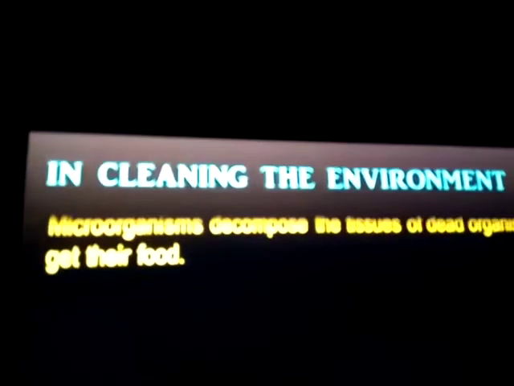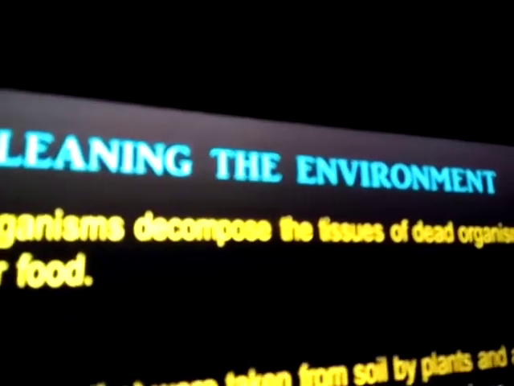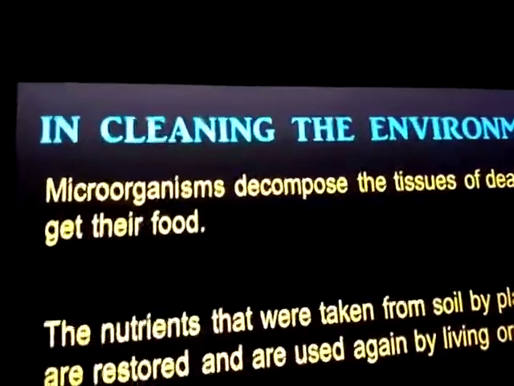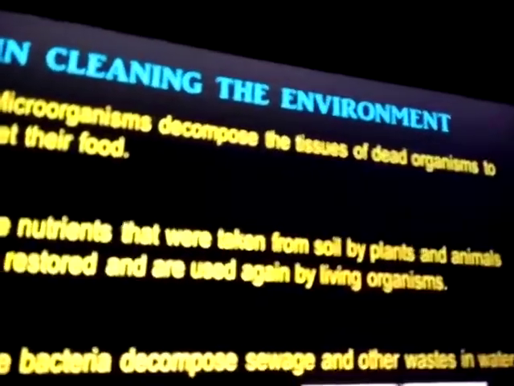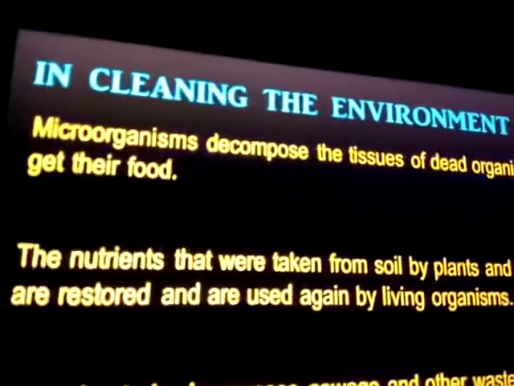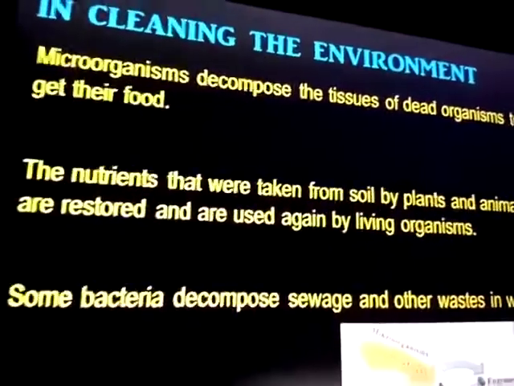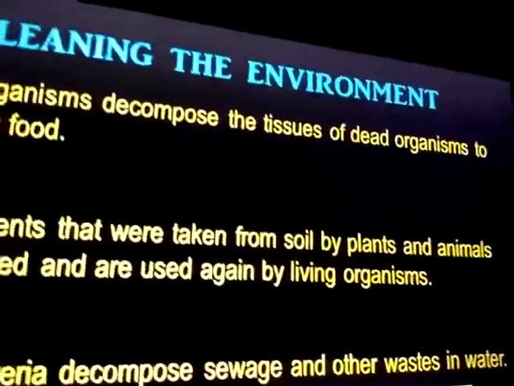How do microorganisms clean the environment? Microorganisms decompose the tissues of dead organisms and make food for plants. The nutrients that were taken from the soil by plants and animals are restored and used again by living organisms. Some bacteria decompose sewage and other waste in the water.